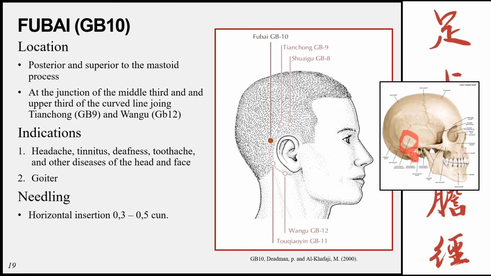And then we're at the junction of the middle third and the upper third of a curved line joining Tianchong, GB9 up here, and Wangu, GB12 down here. So we divide the distance between these two, and we curve the line according to the ear, and we divide it into 3 equal parts, and this is on the junction between the middle third, this third, and the upper third over here. So this point can be used for headache, tinnitus, deafness, toothache, and other diseases of the head and face. It can also be used for goiter. Needling is horizontal insertion, 0.3 to 0.5 tsun.